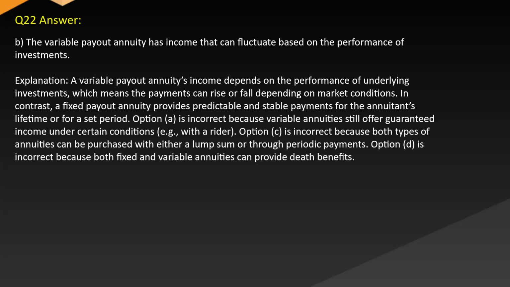Option A is incorrect because variable annuities still offer guaranteed income under certain conditions, e.g. with a rider. Option C is incorrect because both types of annuities can be purchased with either a lump sum or through periodic payments. Option D is incorrect because both fixed and variable annuities can provide death benefits.